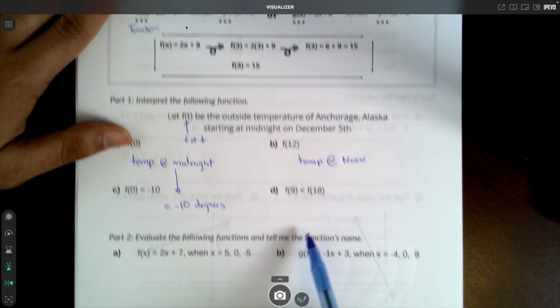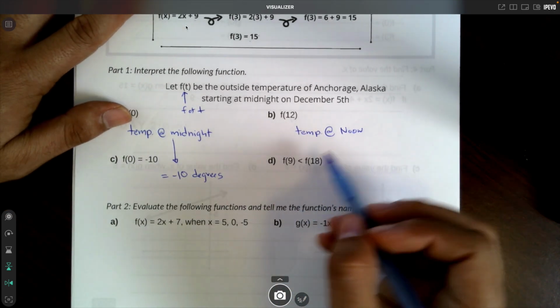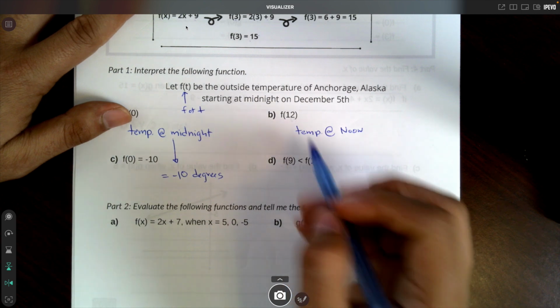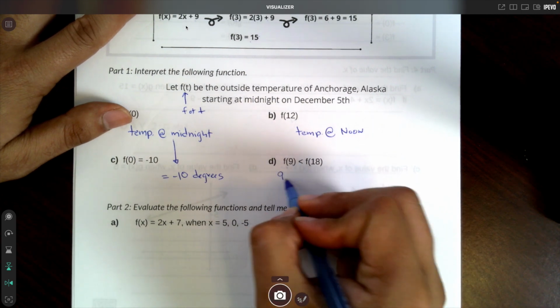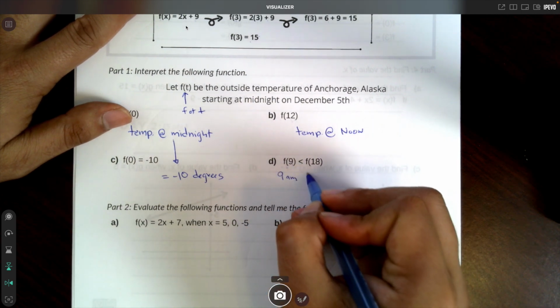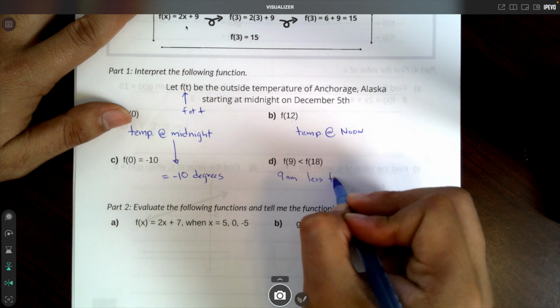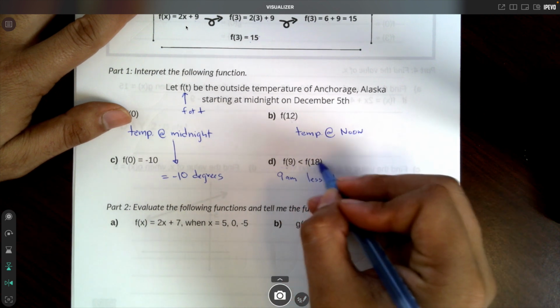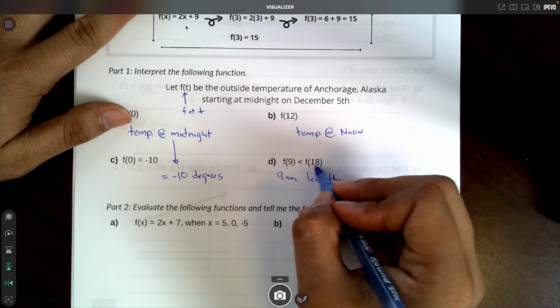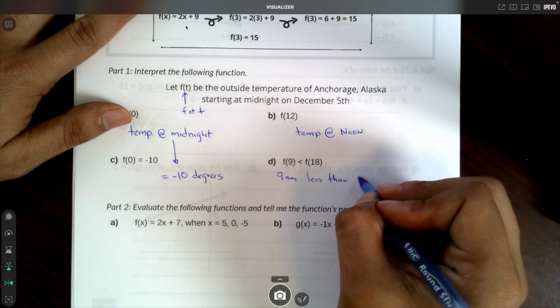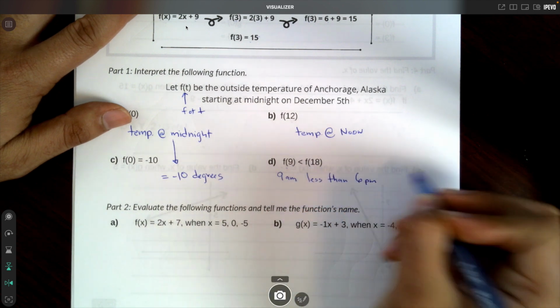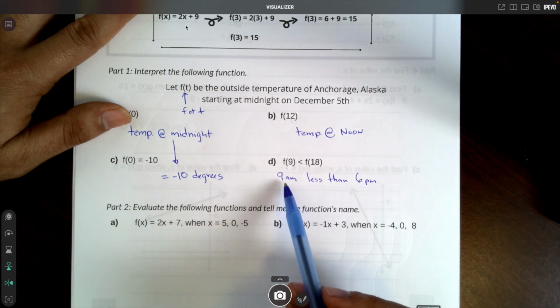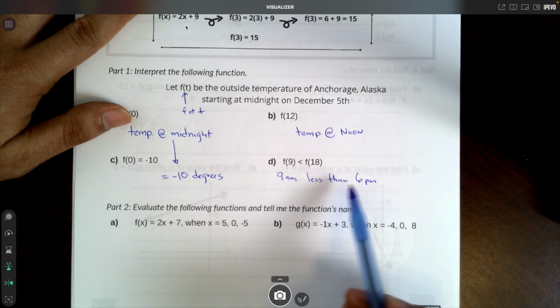What about this one over here? F of 9, so this is the temperature at 9 a.m., is less than the temperature at, what's 18 hours after? So that's 18 minus 12, 6. This is at 6 p.m. So it's saying that it's colder at 9 a.m. than it is at 6 p.m.